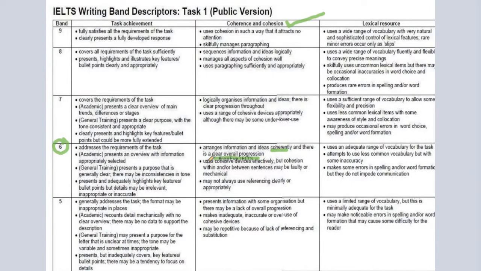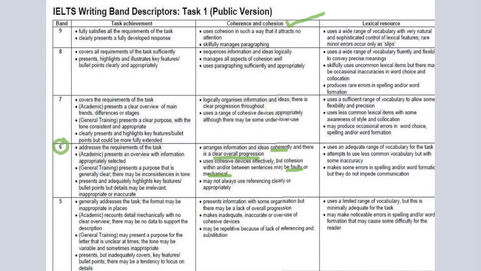So what is wrong? But you use cohesive devices within the sentence or between sentences in a faulty or mechanical manner. So maybe the usage of linking words, if you don't know what linking words are, they're basically moreover, however, furthermore, nevertheless, in addition to. These are some of the linking words. If you use them incorrectly or inaccurately where they are not needed, maybe 'however' was needed, but you have written 'moreover', that's incorrect. So you have written it in a faulty manner or in a mechanical manner.